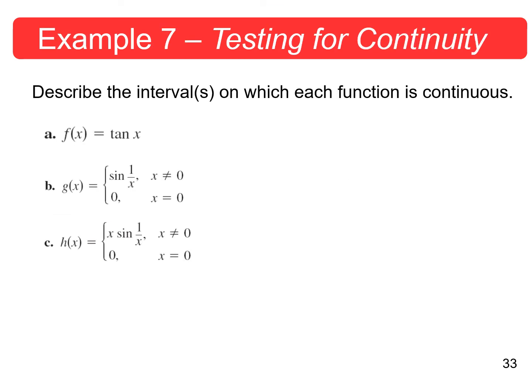Now let's consider the following functions and determine the intervals for which each function is continuous. We have f of x equal to tangent x, g of x is equal to sine of 1 over x, or the piecewise function sine of 1 over x when x is not 0, and 0 when x is equal to 0. And the third is h of x equal to x times sine of 1 over x when x is not 0, and 0 when x is equal to 0.